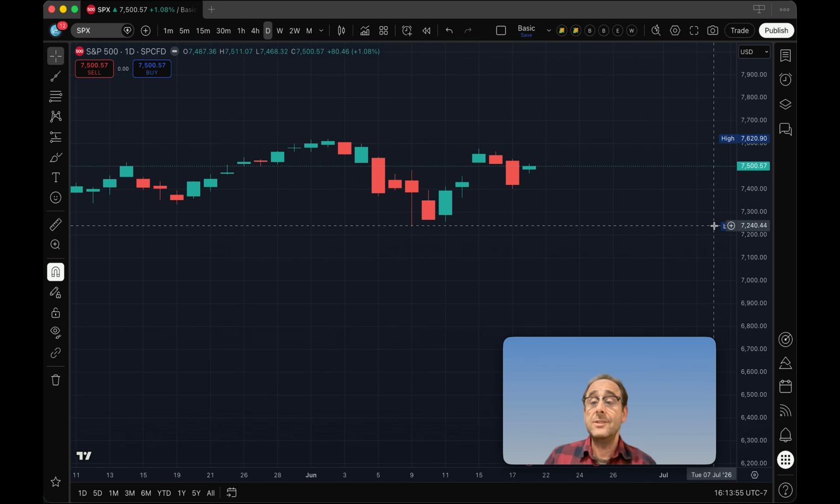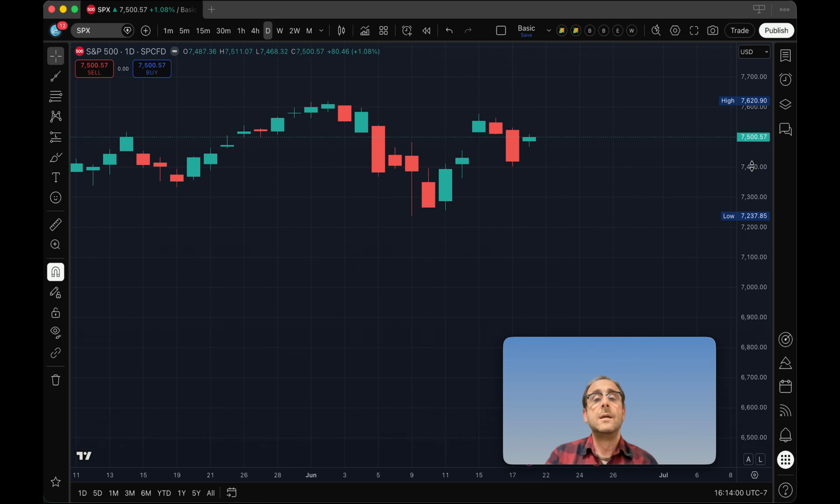However, the distinction is with the interpretation of the body. With a bullish candle, the open is at the bottom of the body and the close is at the top, where it's inverse for a bearish candle. The open is the top of the body, and then the bottom of the body represents the close.